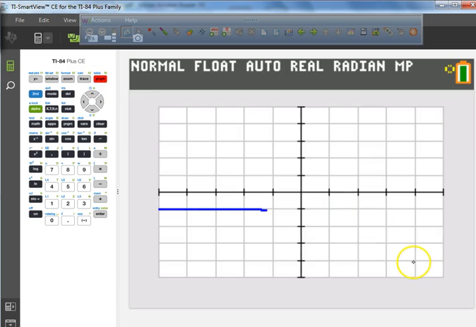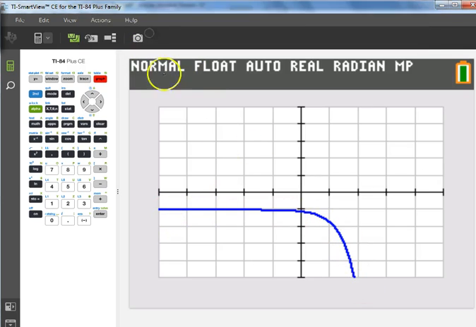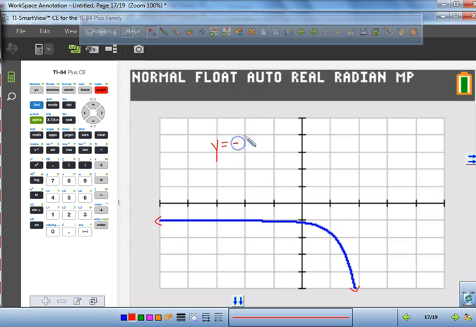All right, hit graph. There we go. There's your graph. What I'd like you to do is take this graph and put it on your paper. This is the graph. Y equals -1/5 e to the power of x minus 2. This is problem number 2.